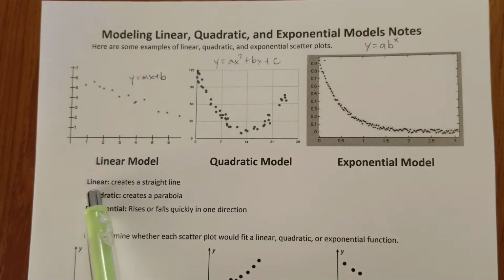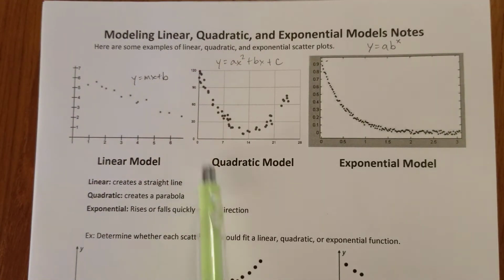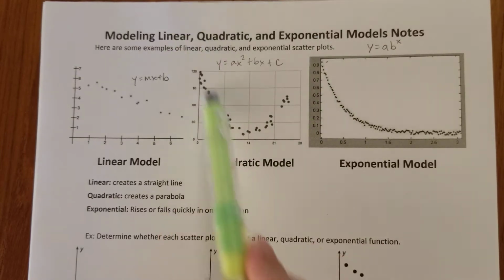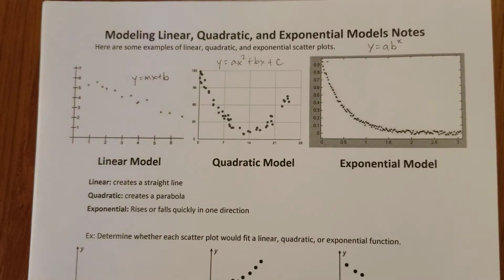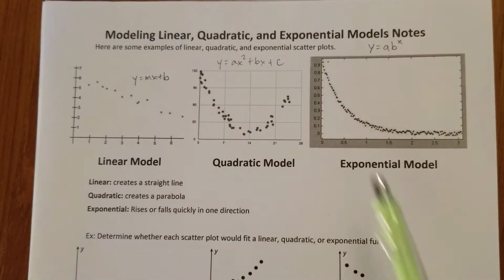So a linear model creates a straight line. A quadratic model creates this kind of U-shaped curve. An exponential function, so this is what we learned recently, has this shape, but it doesn't really go back up. Okay, it rises or falls quickly in one direction.